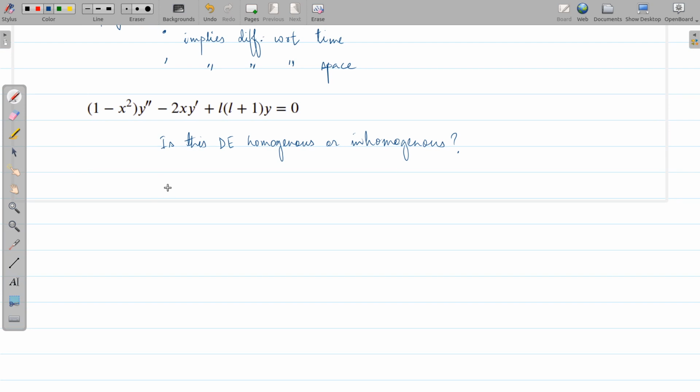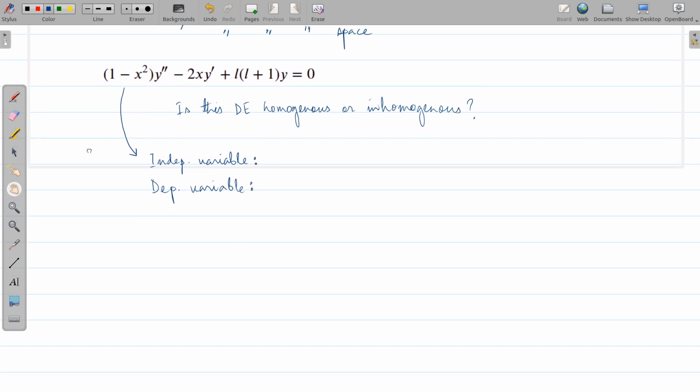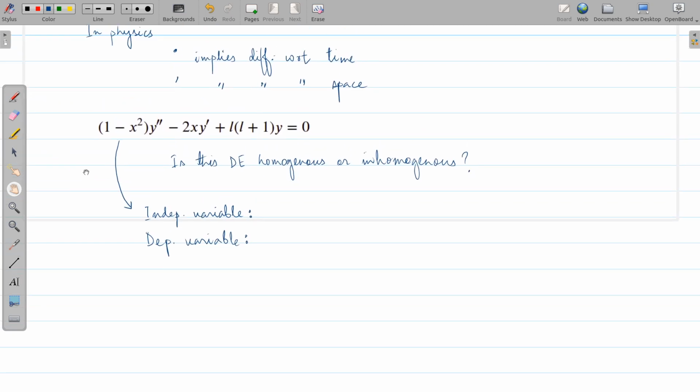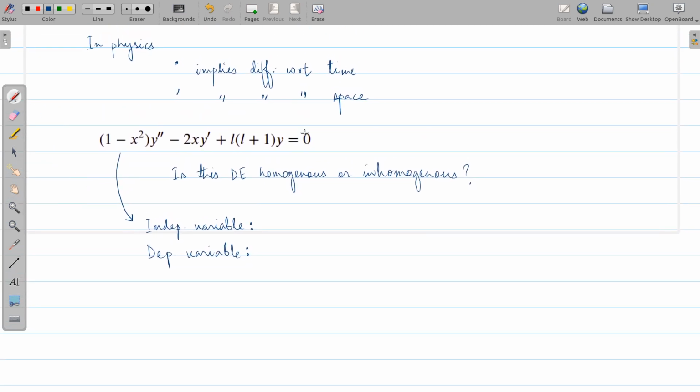So what it means is basically this. In this differential equation, we have two variables, right? So we have an independent variable, okay. So which is the independent variable here? And then we have a dependent variable, right? So which is the dependent and which is the independent variable in this differential equation? Very simple. Just see what you are trying to differentiate with.